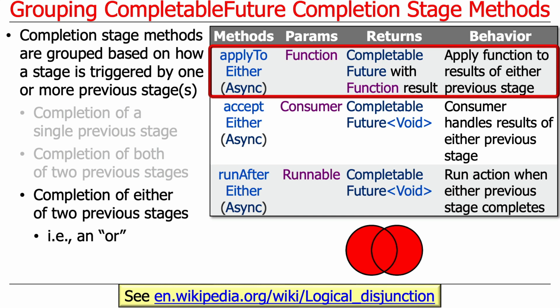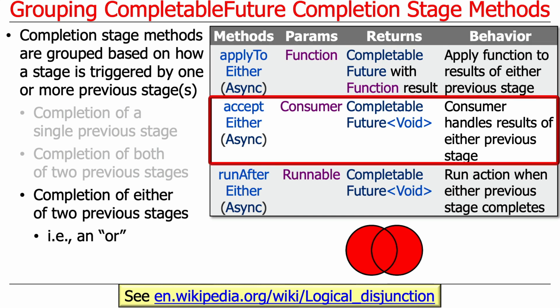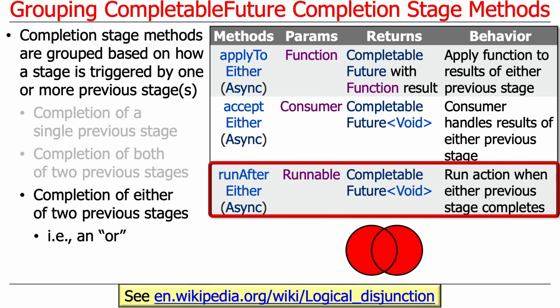This is given a function. It returns a completable future with the result of running the function, and it will apply the function to the results of either previous stage. And we'll talk about what happens if something finishes first. It's the one that gets the result back. There's also something called acceptEither, which is very similar, and it takes a consumer and doesn't return a value, and the consumer handles the results of either of the two previous stages. And then there's runAfterEither, which is very similar, but it takes a runnable as opposed to a consumer.